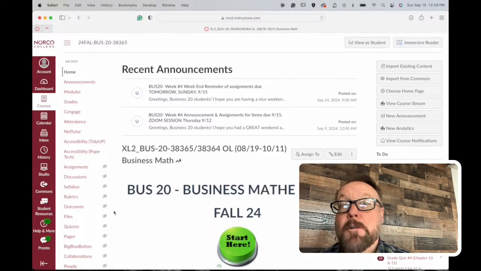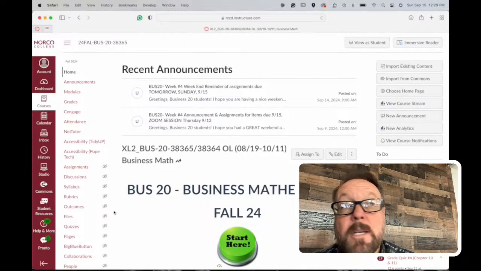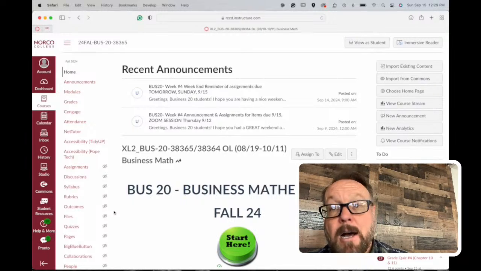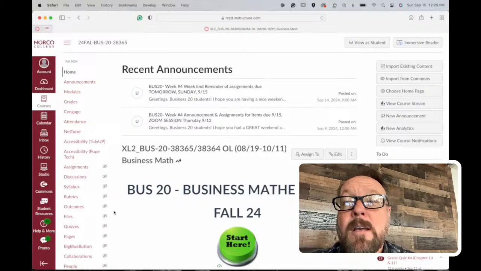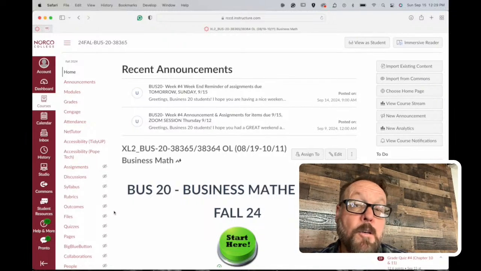As we move into chapter 12, it's very, very similar to chapter 11. You're going to be using different tables for annuities, but you're going to be figuring out how many periods, and what the interest rate is each time it compounds. So it's very similar. If you're still lost on that, I highly recommend that you watch my video as I work through how to use the tables.